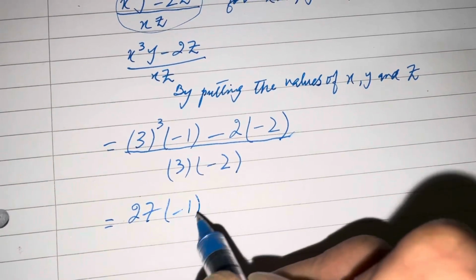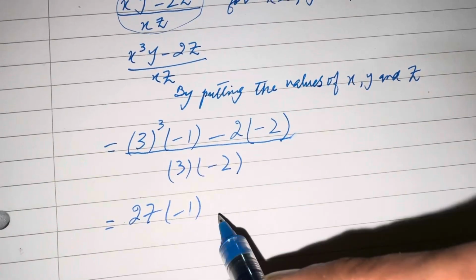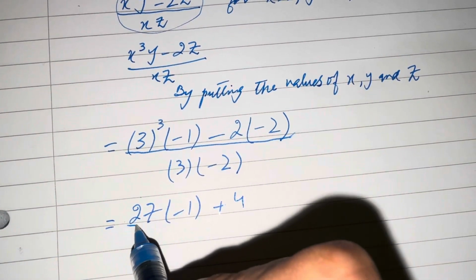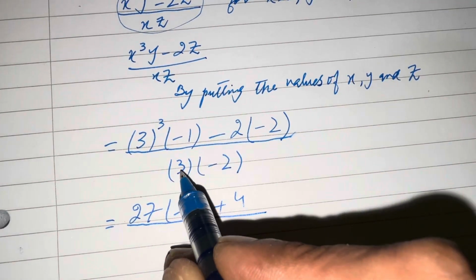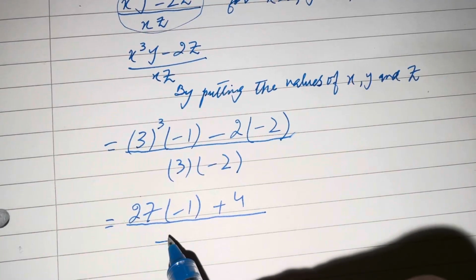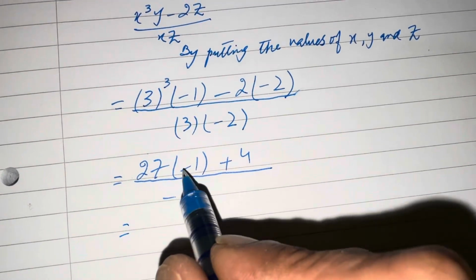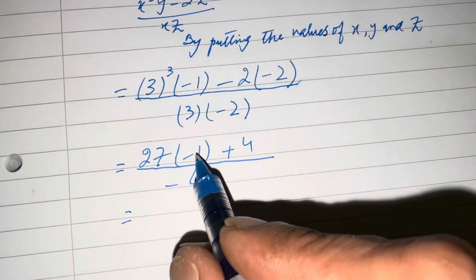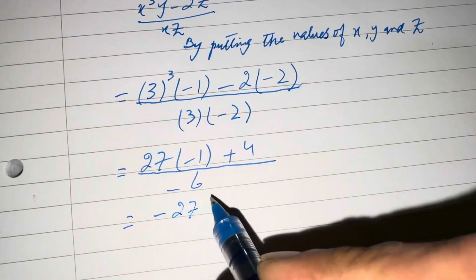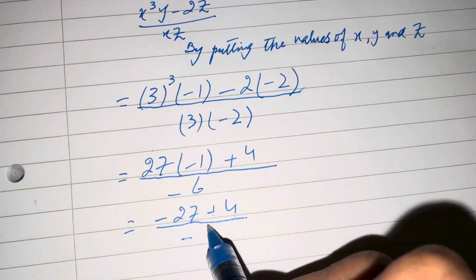into -1, and then minus से मल्टीप्लाई होके प्लस हो जाएगा. 2 2s are 4 divided by 3 2s are 6, और ये माइनस आपके वैसे ही आ जाएगा. 3 2s are 6. So 27 when we'll multiply with -1, that will become -27 plus 4 divided by -6.